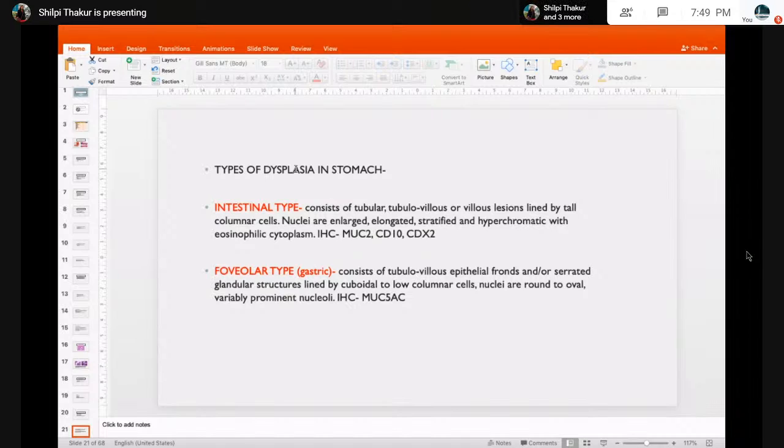Whereas the foveolar type of dysplasia will consist of tubulovillous epithelial fronds and/or serrated glandular structures, which are lined by cuboidal to low columnar cells. Nuclei may be round to oval, and can have variably prominent nucleoli. And the IHC which can help in finding the foveolar type of gastric dysplasia is MUC5AC. They will be positive for this.